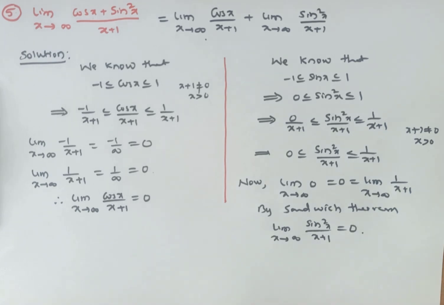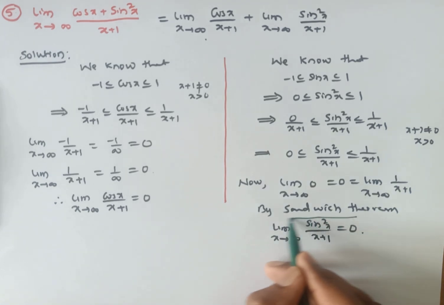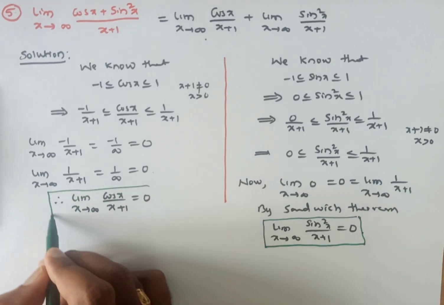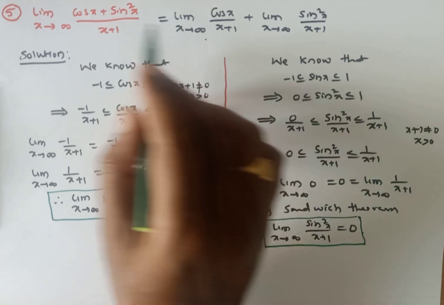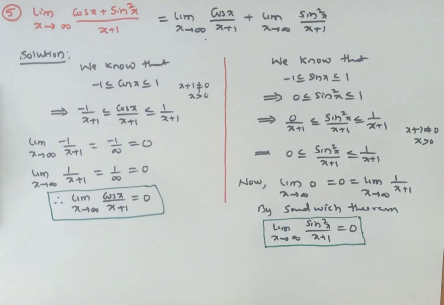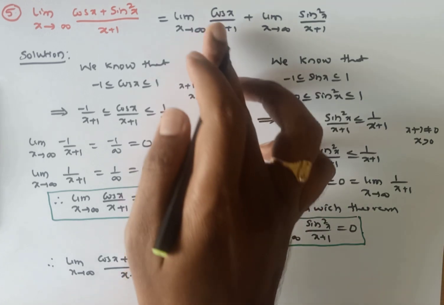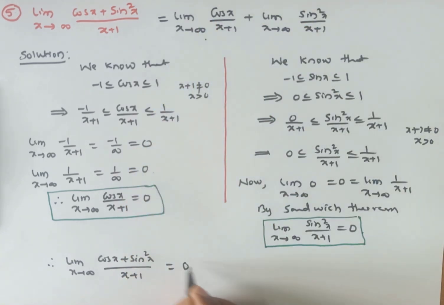Okay, now here we have both the functions: the limit as x tends to infinity of sin square x by x plus 1, and the limit as x tends to infinity of cos x by x plus 1. If we want the combined one, it is just the sum of the two. So finally, the limit as x tends to infinity of cos x plus sin square x by x plus 1 is equal to the limit of this plus the limit of this, that is 0 plus 0, so it is equal to 0. So finally the answer for this is 0.